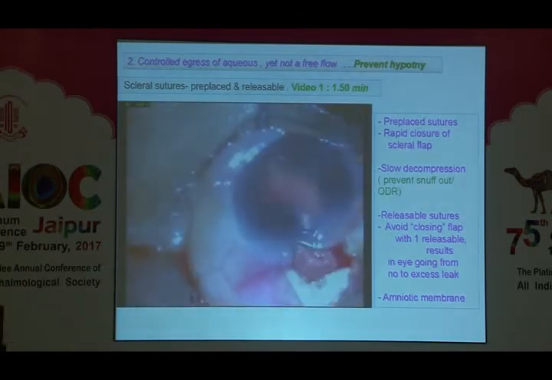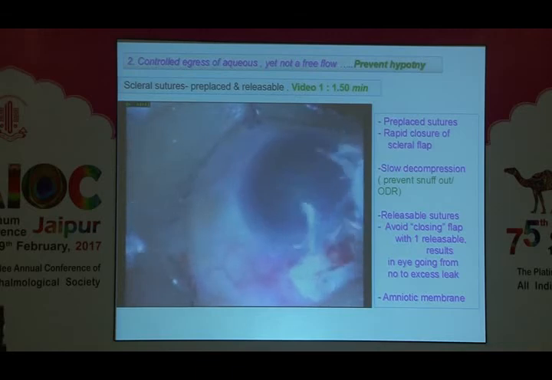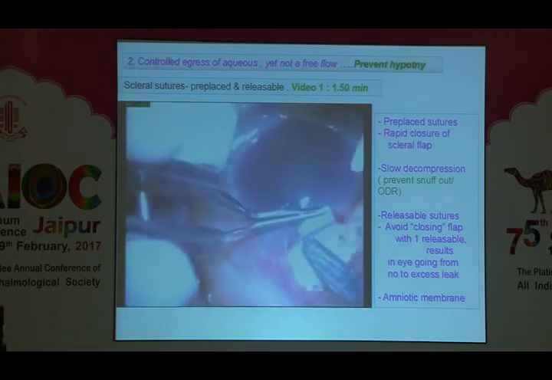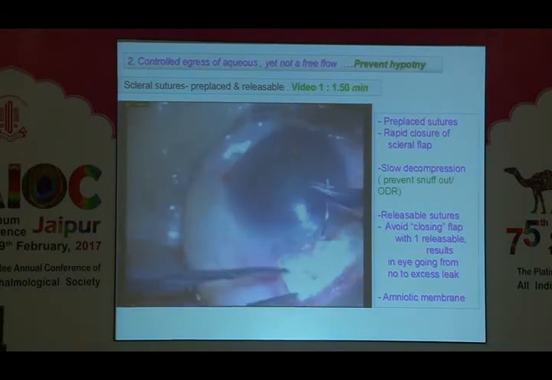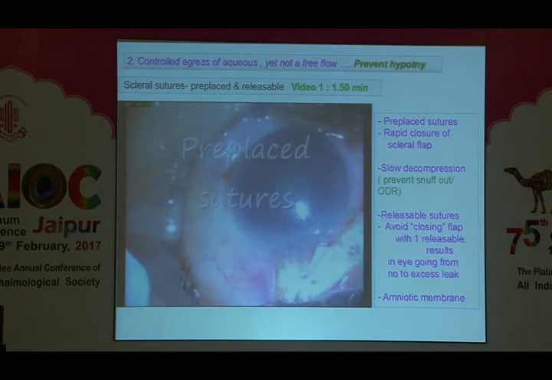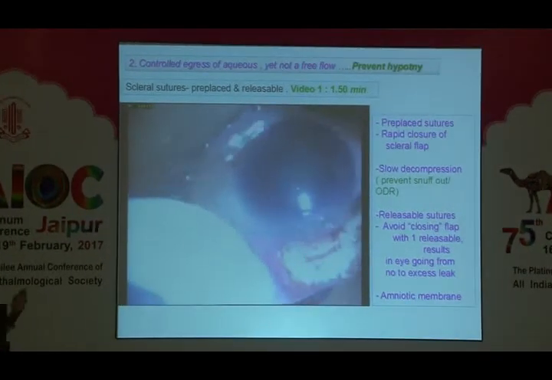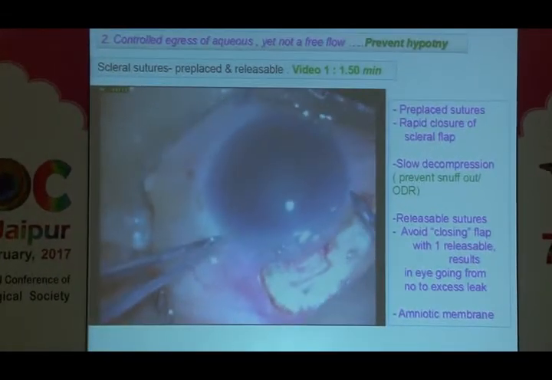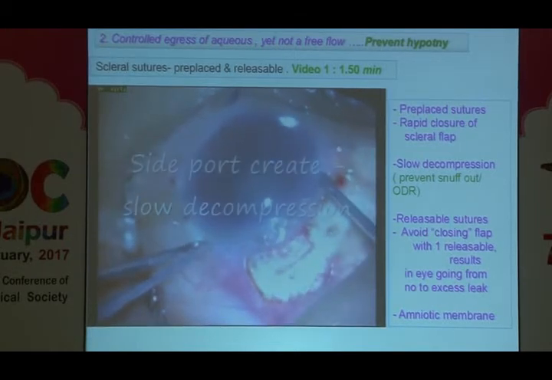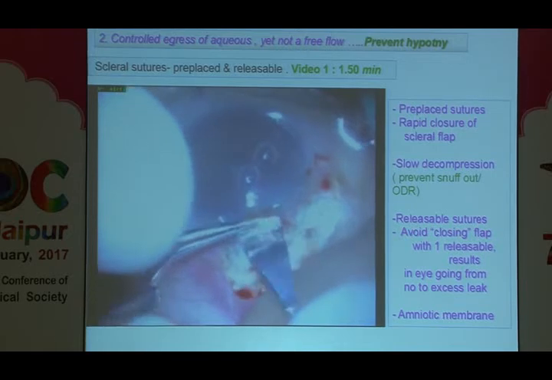So this is for advanced glaucoma. The second thing you want is a controlled egress, and you want to prevent the snuff out. You want a slow decompression. So once you've done the flap creation, you can place a pre-placed suture. So these are the pre-placed sutures in position. Many surgeons do it routinely. I do not, but for advanced glaucoma, I do, especially like this patient who was Sturge-Weber, I think, if I'm not mistaken, and we do the pre-placed sutures. And I always do a titration, because that really helps me in multiple places. So that's part of our routine. So it's a slow decompression.